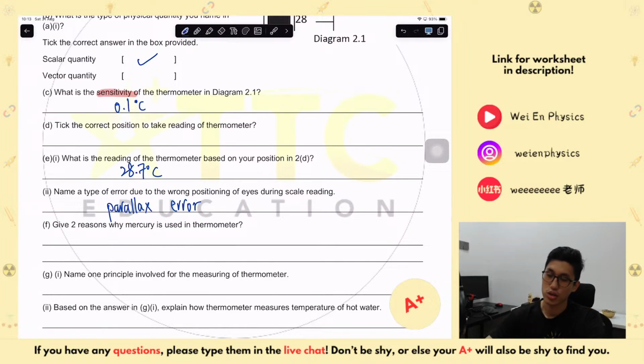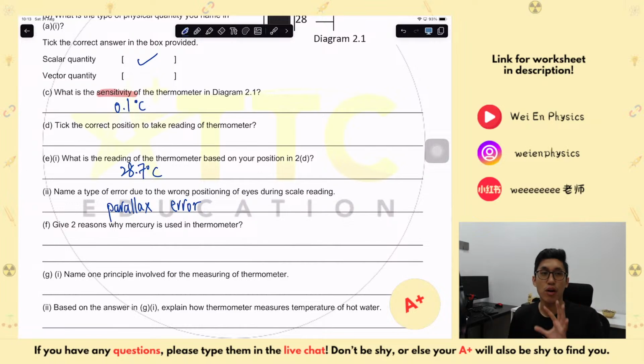So for let's say alcohol, the advantage is alcohol can measure very low temperature because it doesn't freeze easily. The freezing point of alcohol is very low. So alcohol can measure low temperature. Alcohol is safe, not poisonous. So that's another reason why we can use alcohol.